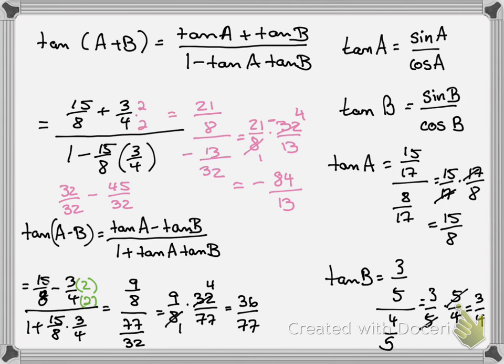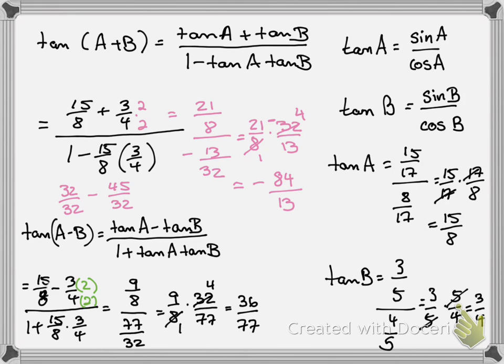The last two questions are: what is the quadrant of A plus B? If you look back at the sine of A plus B, the answer is positive. If you look at the tangent of A plus B, the answer is negative. So in which quadrant is the sine positive and the tangent negative? That would be quadrant 2. So A plus B is in quadrant 2.